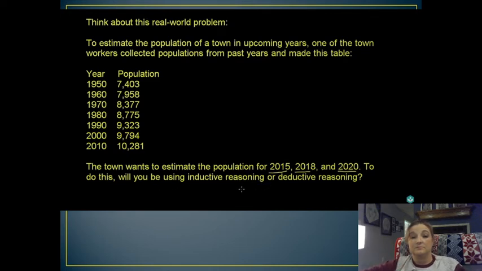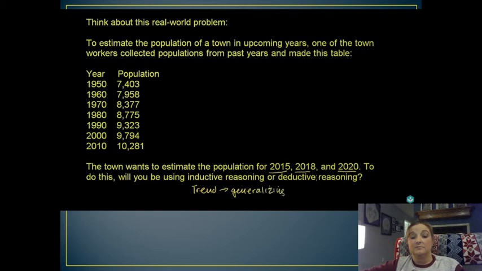Now, before answering that, let's just think about what inductive reasoning is and what deductive reasoning is. Inductive reasoning is looking for a pattern or looking for a trend. So it's looking for a trend or a pattern and then generalizing. You could imagine it's kind of extrapolating the information you have, generalizing.